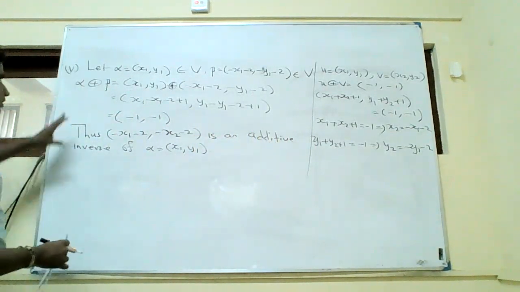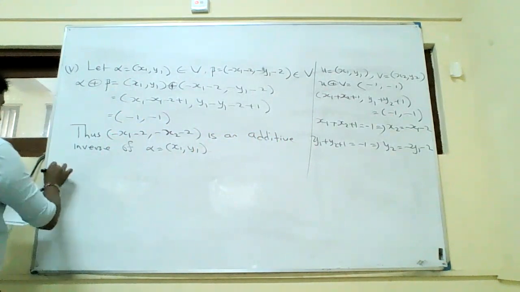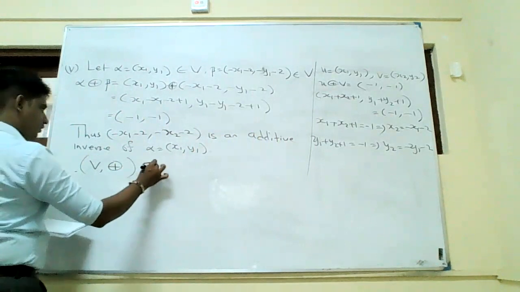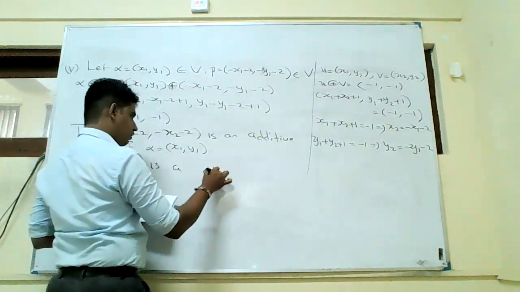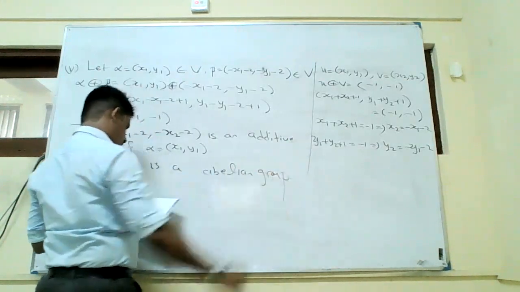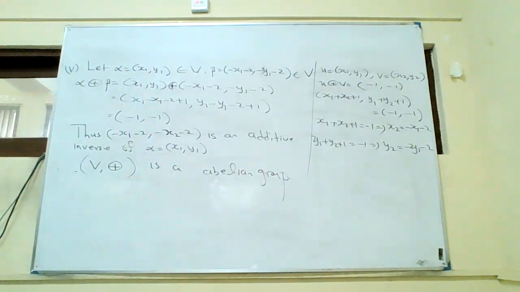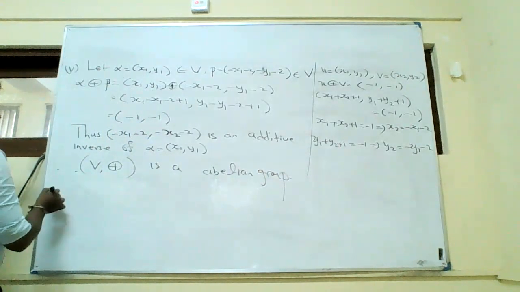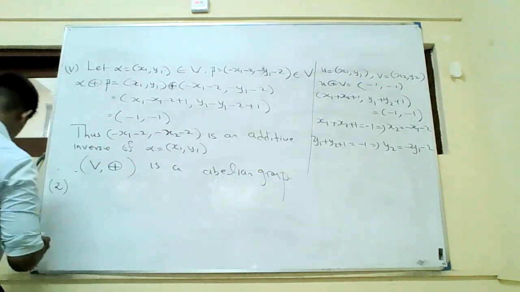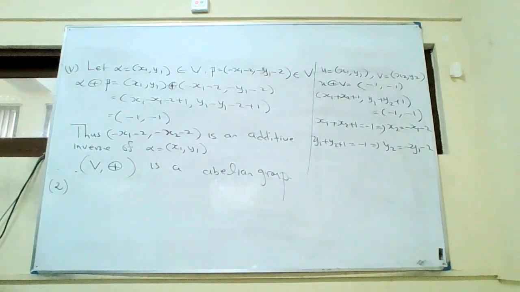Now these five axioms are satisfied, so we can say that V with this addition is an abelian group. Next question: the second part is you want to verify that. For this, you take some values, right?